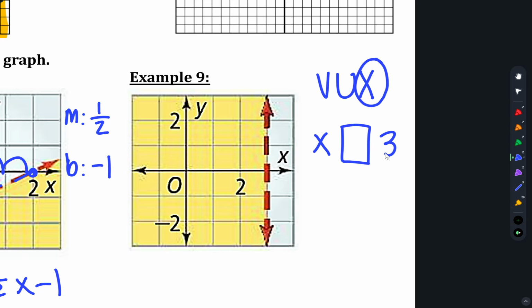No equal sign. Okay, and then here's the tricky part. Which way does this face? Greater than or less than? Think about it. If this is 3 right here, this is 2, 1, 0, -1, -2. Are those numbers less than 3 or greater than 3? Less than. So if I'm pointing towards the numbers less than 3, I should have a less than symbol in there. Any questions on that?